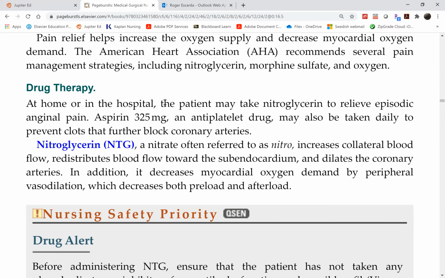The education for nitro: nitro will be prescribed to this patient at home, regardless if it's chronic stable angina or acute coronary syndrome. So the patient will have nitro at home because they are at risk for another MI in the future. And we can't really eliminate the risk factors overnight or right after discharge. So this will be a lifelong lifestyle modification to eliminate or decrease the risk factors.